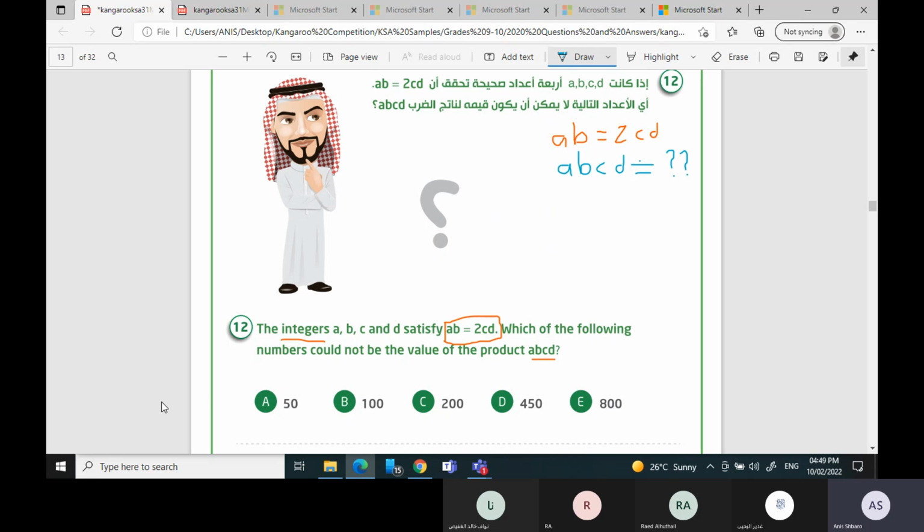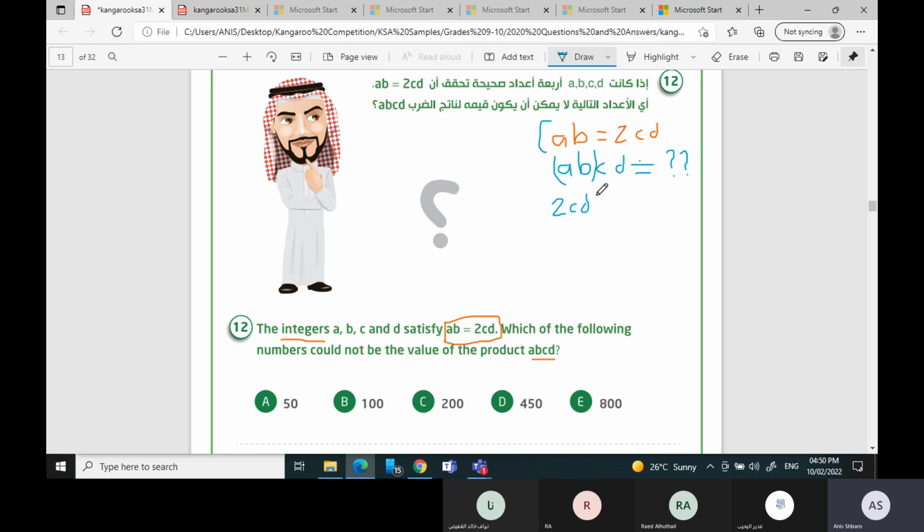So let's remove all the choices. Focus on the given. I have only this as a given. So AB is equal to 2CD. They want me to find ABCD. I'm going to use this one and put it here. Simply AB is equal to 2CD. So you can remove the AB and replace it by 2CD, this term.